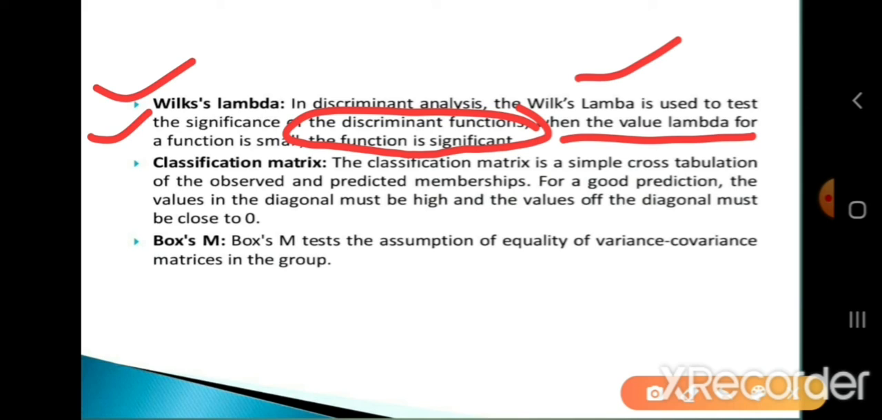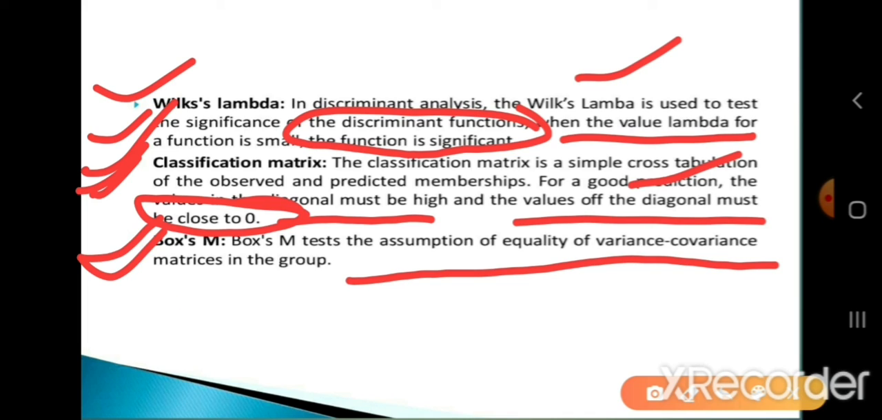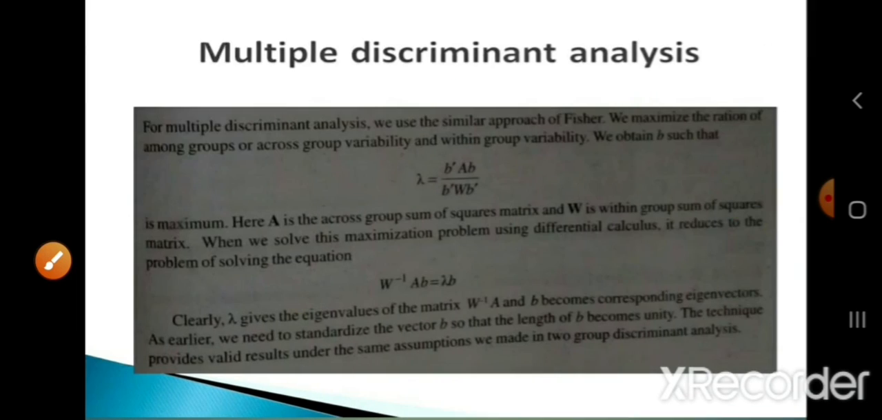Next, classification matrix. This classification matrix is the cross tabulation of observed and predicted memberships. For good prediction, the values on the diagonal must be high and the values off the diagonal must be close to 0. Box's M tests the assumption of equality of variance and covariance matrices in the groups. So these are some of the terminologies that are used in discriminant analysis.